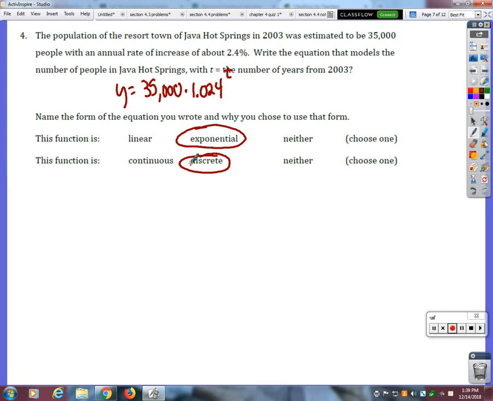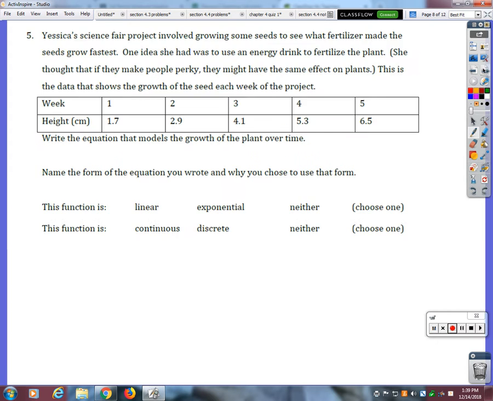What's that? Half of a person? No, you cannot have half of a person. There's still a person. Oh my Lord.